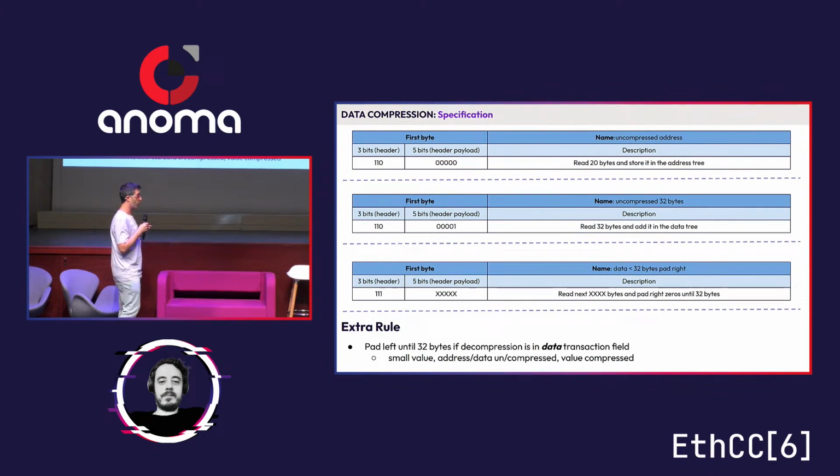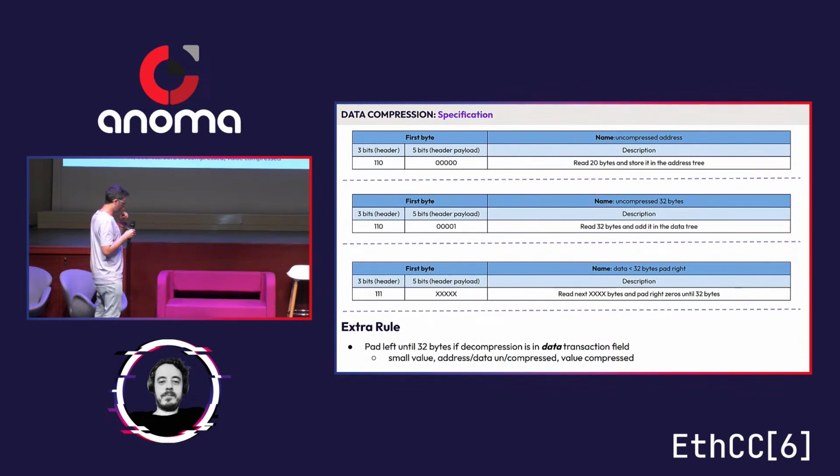Then you need a way to say, hey, add these 20 bytes, this address, into the data tree. So do this kind of mapping in order to be used later on. So we have this uncompressed address and uncompressed 32 bytes, which basically are in charge of putting 20 bytes in the address tree and 20 bytes in the data tree.